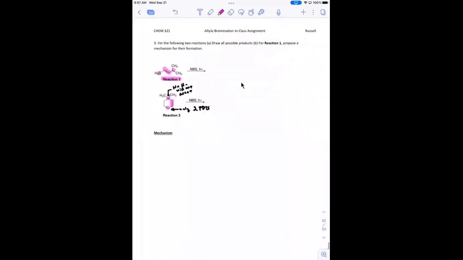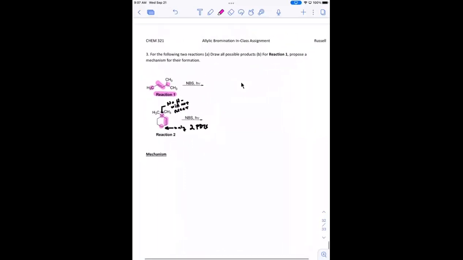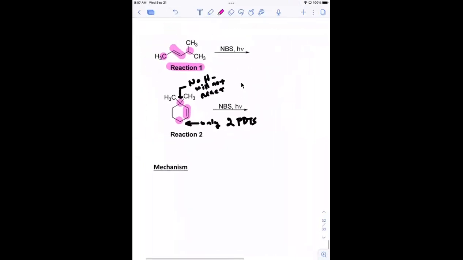All right, so let's go back to the examples that we were looking at on Monday. We're going to work through these two examples. They ask us to draw all the possible products and then give a mechanism for reaction one. So let's start at reaction two. We already said that for that molecule, there's only one allylic site.